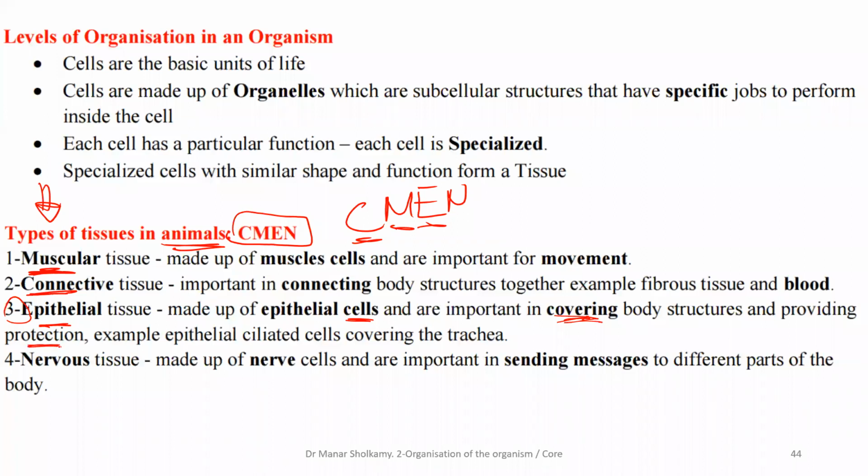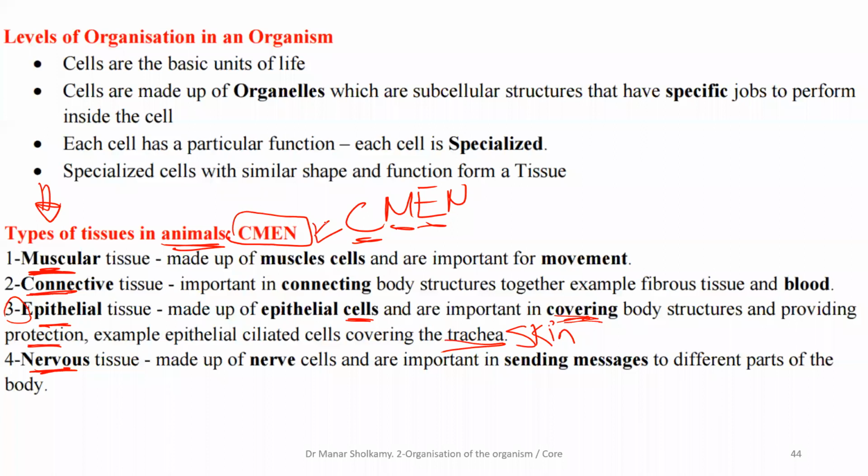You have to know that all the organs in your body are protected, covered by a tissue known as epithelial tissue. An example of epithelial tissue is ciliated cells covering the trachea. You have lots of examples. Skin is an example of epithelial tissue. You can add that. Nervous tissue is made up of nerve cells. So this is animal tissue.